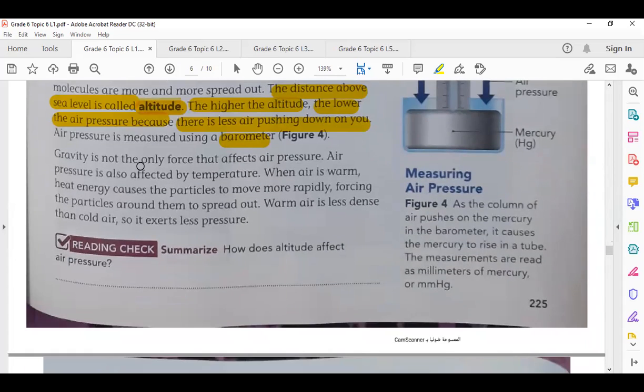Here. Okay, no need to read this paragraph.